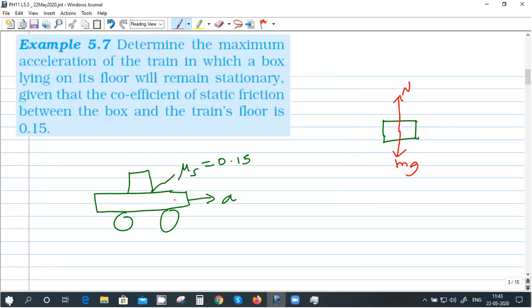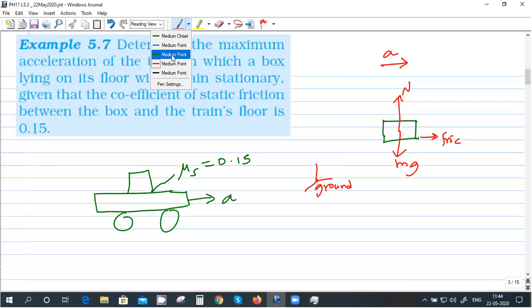Right, because since the train is moving, the block will try to move towards the left. In some sense, friction force is the one pulling the box, and the acceleration is in the right direction. The acceleration of the train is the same as the acceleration of the box with respect to the ground frame. I'm fixing my frame to the ground. With respect to the ground frame, the box is accelerating with the same acceleration as the train because there is no slipping, no relative motion between the box and the train. So now write the equations of motion in x and y directions.